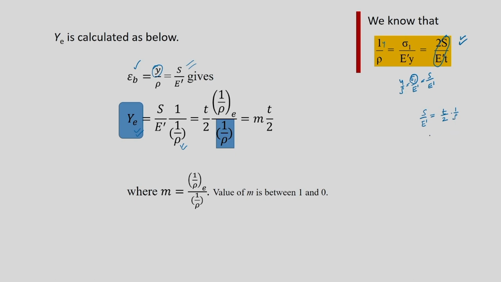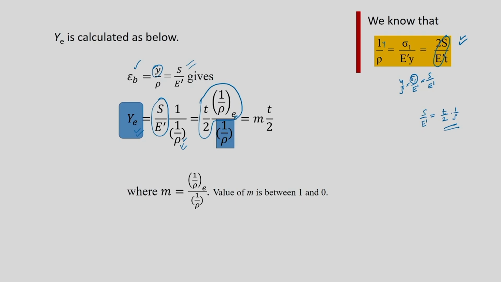So, if I put it in this equation in place of S by E dash, you will see that it is going to be T by 2 into 1 by rho. Since I am going to put ye here, I am going to say 1 by rho E divided by this 1 by rho will come. So, this part is actually S by E dash. How do we get from this? T by 2 into 1 by rho. So, I am putting a limiting case here, 1 by rho E.